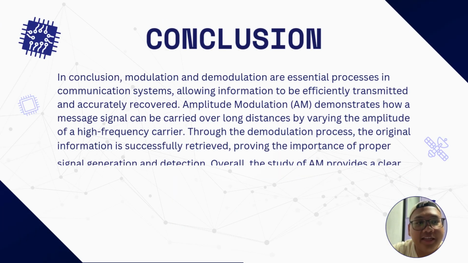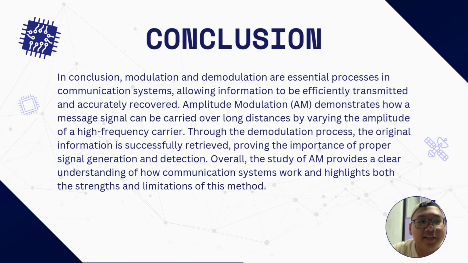In conclusion, modulation and demodulation are essential processes in communication systems, allowing information to be efficiently transmitted and accurately recovered. Amplitude modulation demonstrates how a message signal can be carried over long distances by varying the amplitude of a high-frequency carrier. Through the demodulation process, the original information is successfully retrieved, proving the importance of proper signal generation and detection. Overall, the study of AM provides a clear understanding of how communication systems work and highlights both the strengths and limitations of this method. So that's all from us.